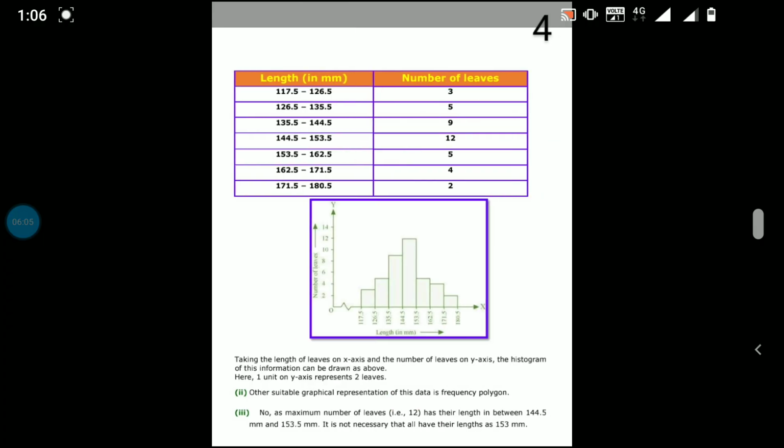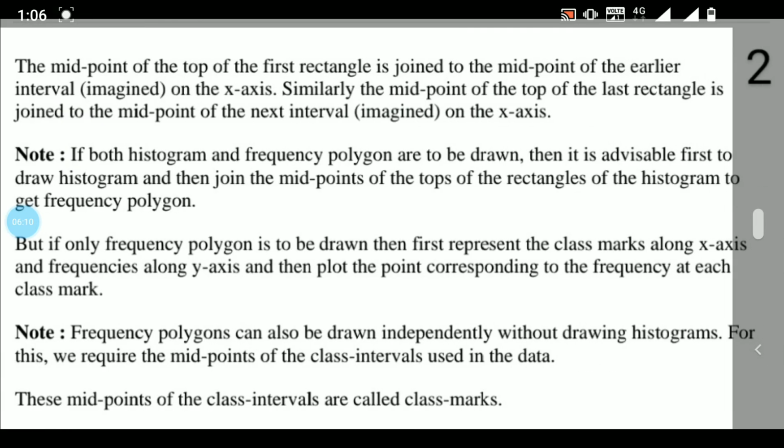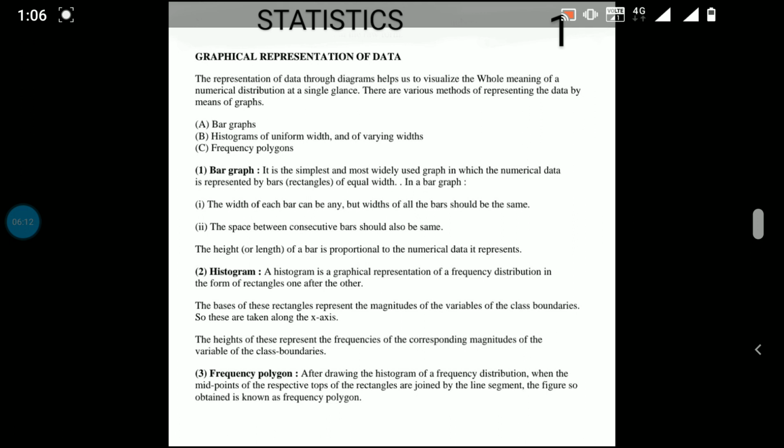Okay, in this question I explained the histogram and the bar graph, and also the definitions of these topics: bar graph, histogram and frequency polygon. So note down this work in your fair copy.